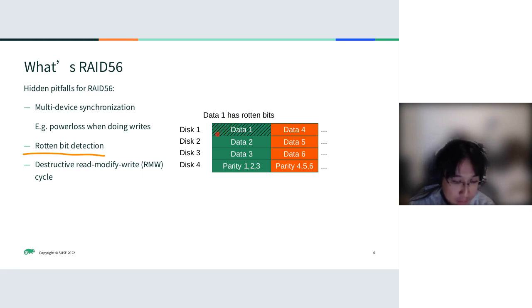In that case, if we know the data one is corrupted, it's pretty simple. Just go to the regular RAID 56 recovery path. But how do you know that?